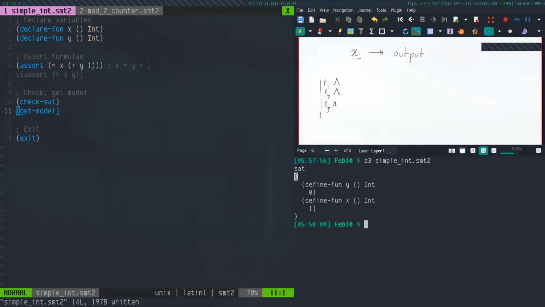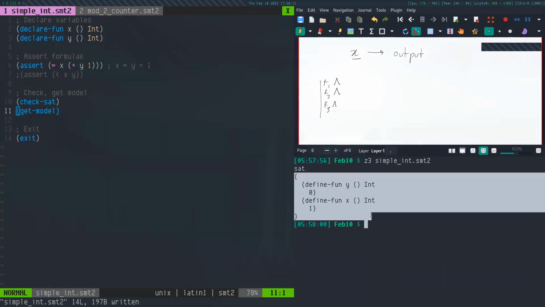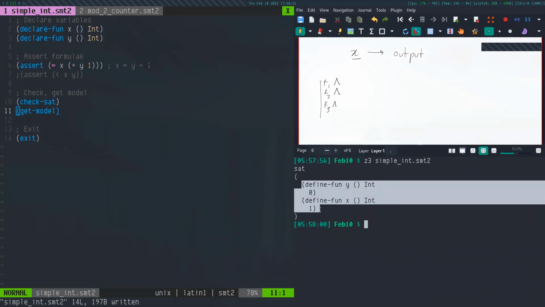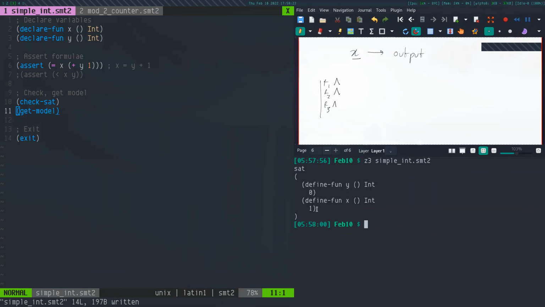And this is a model, which tells you what you should define your x and y to be so that it is satisfiable. Here y should be 0 and x should be 1. That makes sense, right? x is equal to y plus 1, so y is 0, x is 1. So it's giving us that as a model.